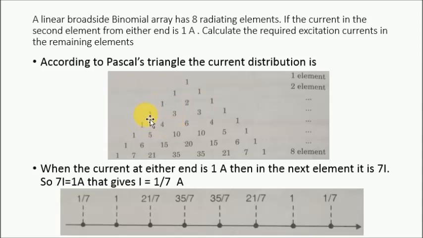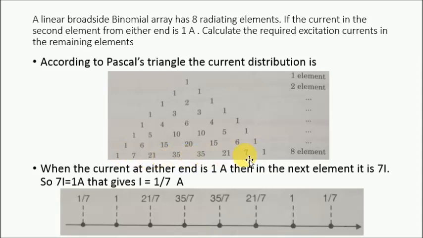For the next row, 1 as it is, this one as it is. So 1 plus 3 is 4, 3 plus 3 is 6, and 3 plus 1 is 4. For the next row, 1 as it is, here 1 as it is. So 1 plus 4 is 5, 4 plus 6 is 10, 6 plus 4 is 10, 4 plus 1 is 5. Likewise we have to complete the Pascal triangle up to 8 elements. After completing the Pascal triangle, we have 1, 7, 21, 35, 35, 21, 7, 1.